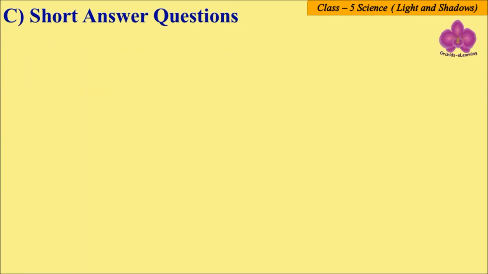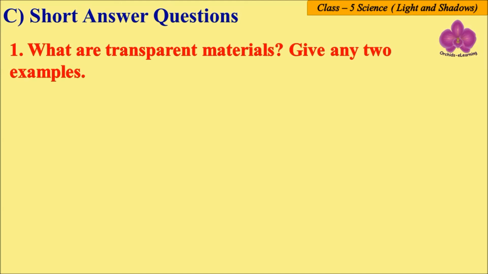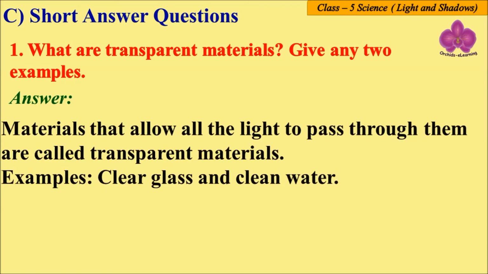Next, short answer type questions. First one, what are transparent materials? Give any two examples. Here, you need to write the definition of transparent materials and give any two examples. And the answer is, materials that allow all the light to pass through them are called transparent materials. Examples: clear glass and clean water.